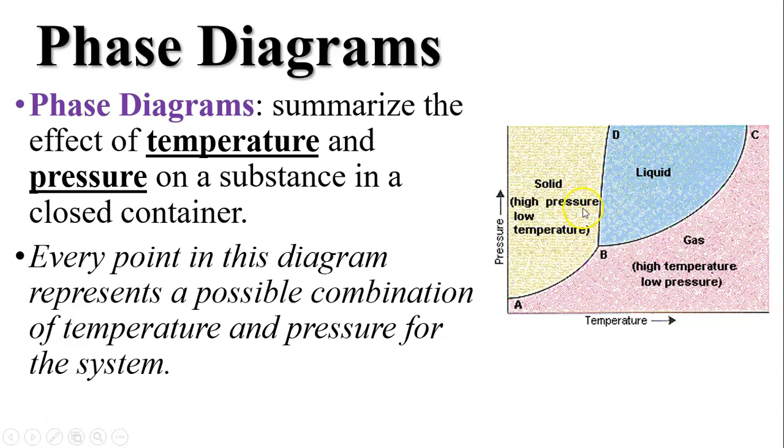So this is called a phase diagram. A phase diagram shows the phases of matter, solid, liquid, gas. It summarizes the effect of temperature and pressure on a substance in a closed container. Every single point on this diagram is a possible combination of temperature and pressure for the system.